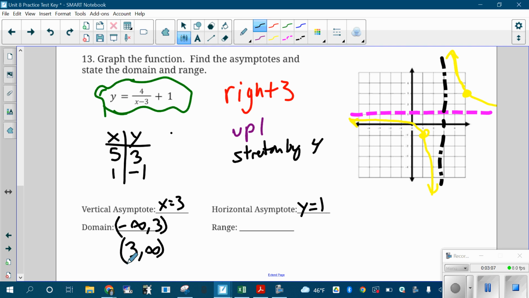For range, I'm going to start at -infinity. I'm going to go up, up, up, up, up. I'm going to get messed up at 1. But then I'm going to start back up at 1 and go up to infinity.